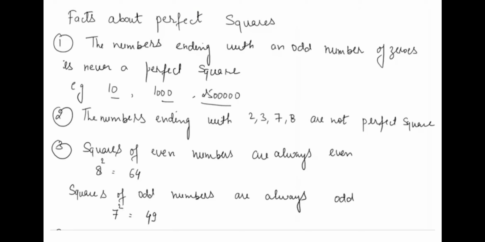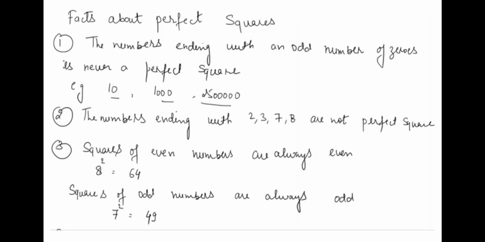Now next, second fact. The numbers ending with 2, 3, 7, 8 are not perfect squares. Very important. Any number, for example, 12, 23, 77. That means any number with the digit at one's place 2, 3, 7, or 8 will never be a perfect square.